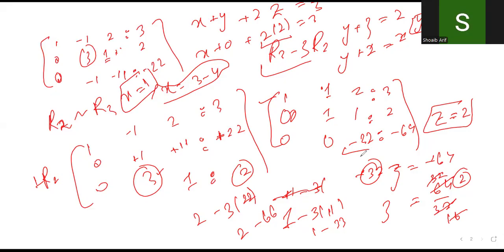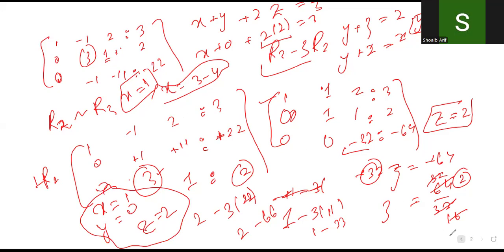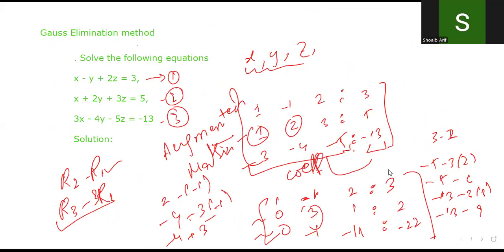Okay. So we compute x, y, and z. What is x? x is equal to 1, y is equal to 0, and z is equal to 2. So this is the solution of these three equations, the system of linear equations, by using Gauss elimination method.